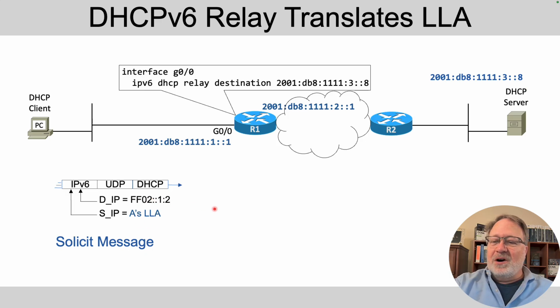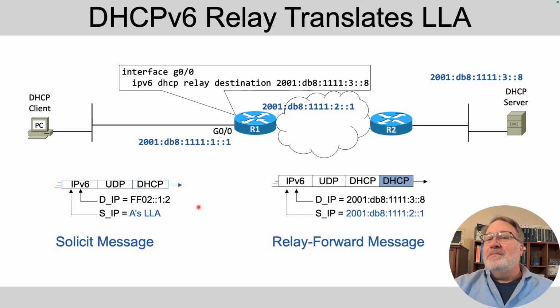Now when this message comes into R1's left-hand interface, it will be sent out to the right with some differences with version 4. In particular, the solicit message becomes a, quote, relay forward message, signifying it's been forwarded by a relay agent. And if you look at the drawing of the message itself, it says DHCP, DHCP, because the original solicit message gets encapsulated in here, and the relay forward message's job is just to move this DHCP message to the server, and there's the original solicit message hidden inside. Again, just a small difference in how the protocol works.